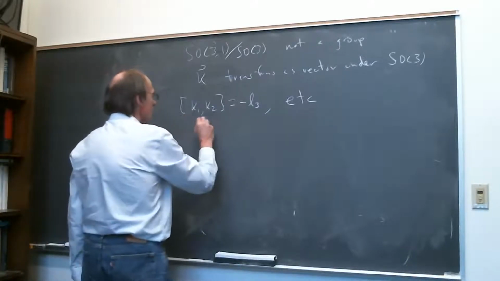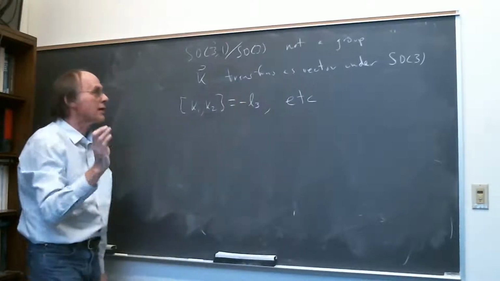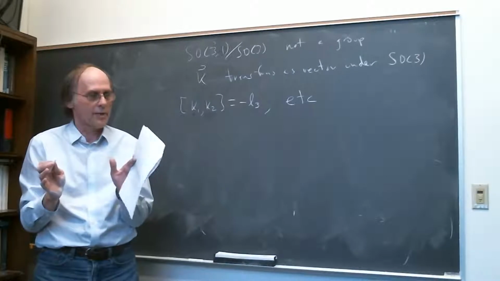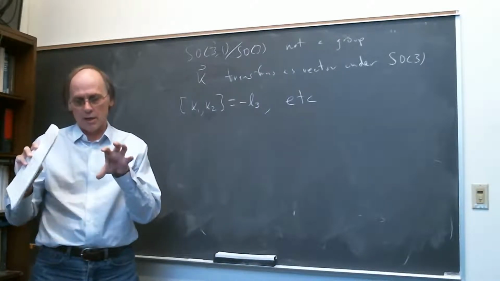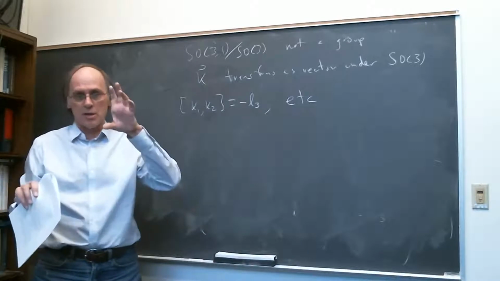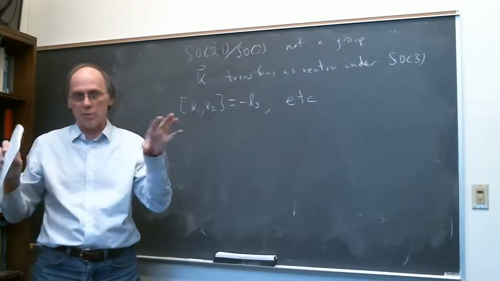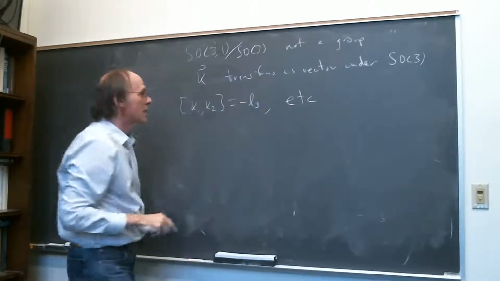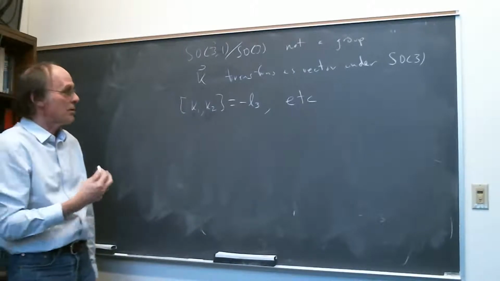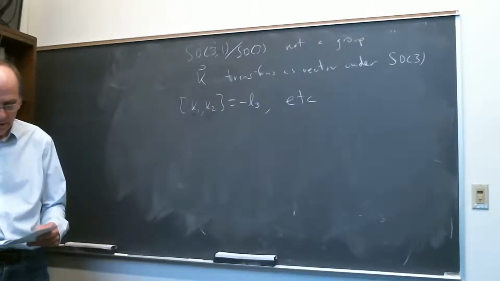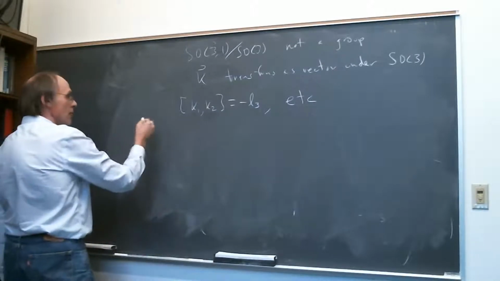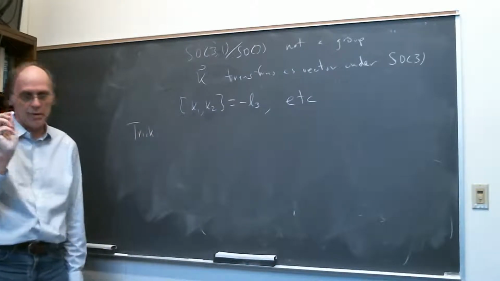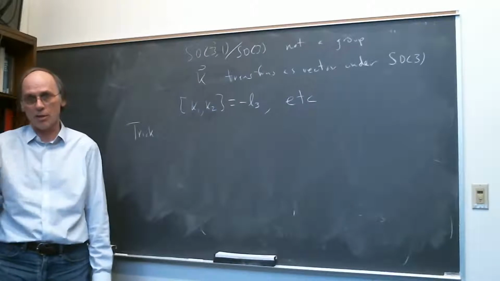But what you'd really like to do is separate them. Remember when we talked about SO4, we found out that SO4 did break up into two pieces, two SU2s, or Spin4 was two SU2s. Something similar happens here, but in order to get it to happen, you have to complexify. So there's a trick, which requires going from this real Lie algebra to a complex Lie algebra.